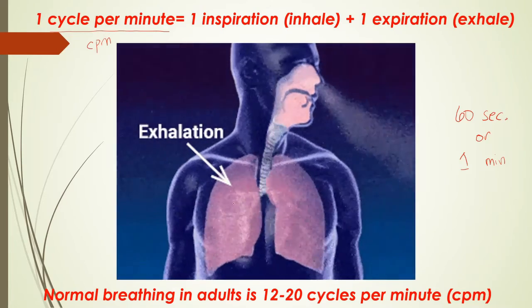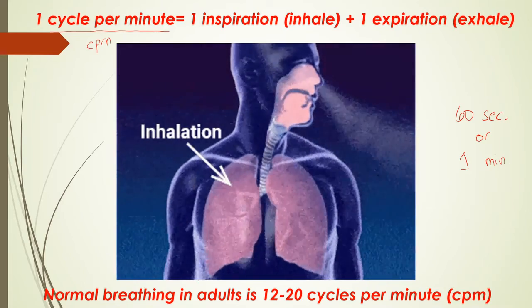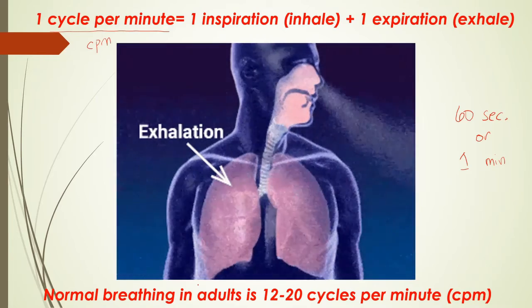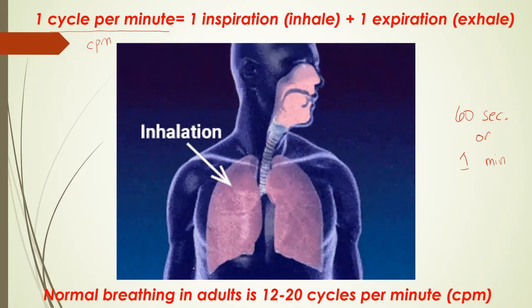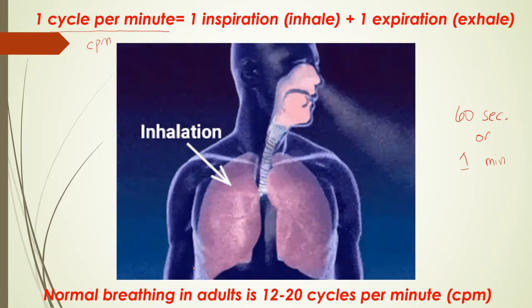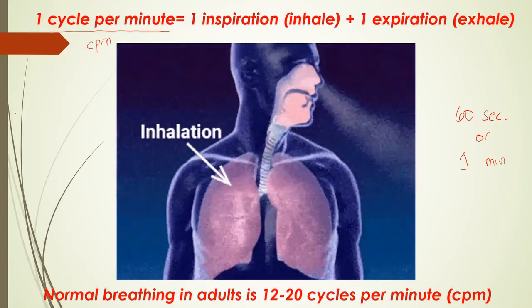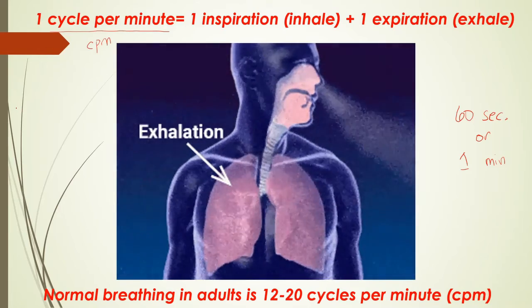Okay? The normal breathing count for adults, that includes you and me too, is 12 to 20 cycles per minute. Okay? And of course, your breathing depends on different factors, right? So what are the different factors that affect your breathing? It can be your gender.